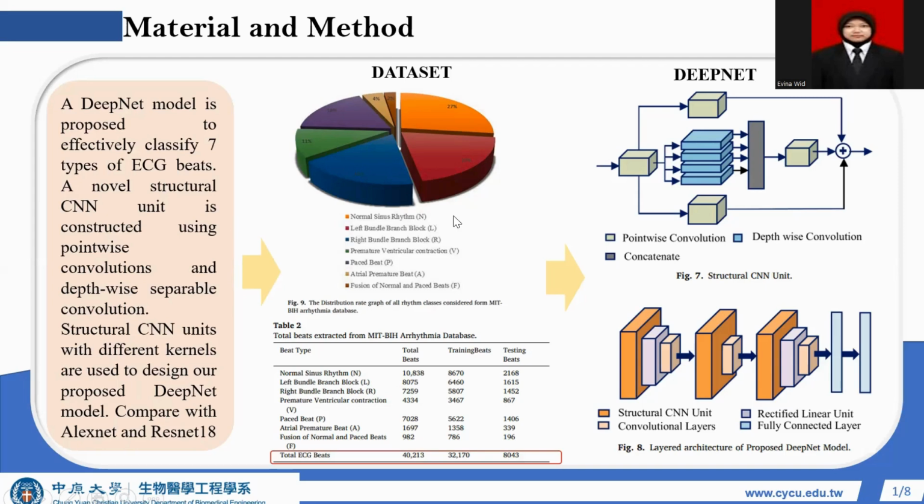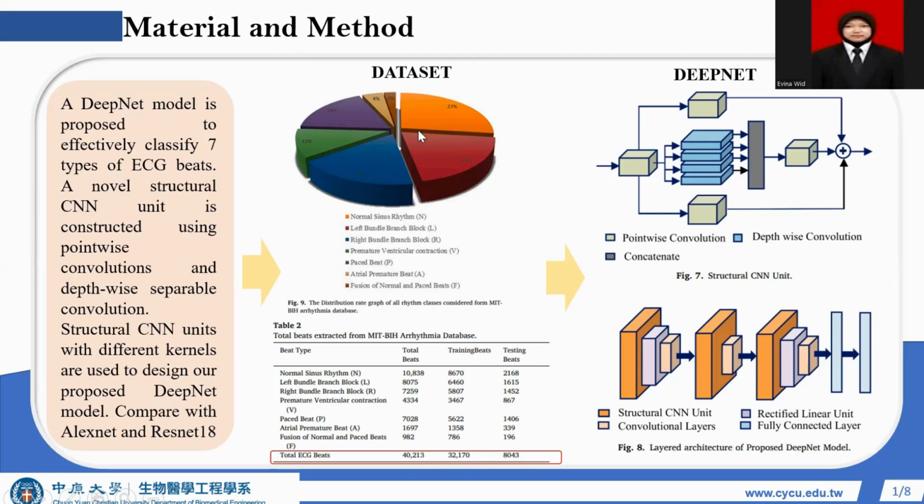So this is the data set. They got the data set from the MIT-BIH arrhythmia database. The total number of ECG beats is 14,213, and 80% goes to training and 20% goes to testing.